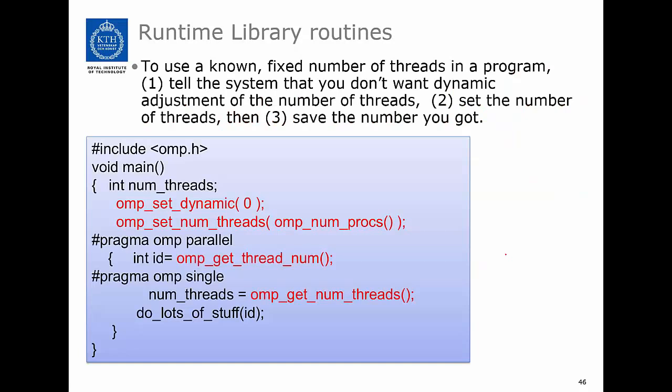So here is a way to use these things. OMP set dynamic with 0 will disallow a different number of parallel threads from one region to another. OMP set num threads outside the parallel region, as you see here, will set the number of threads to create to the number of processors in the system, which is mostly the default in any case. Inside the parallel region, OMP get thread num gets the ID, and OMP get num threads will get the number of threads.